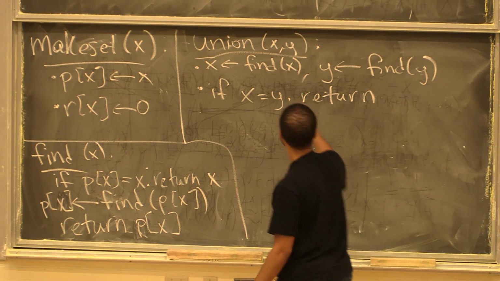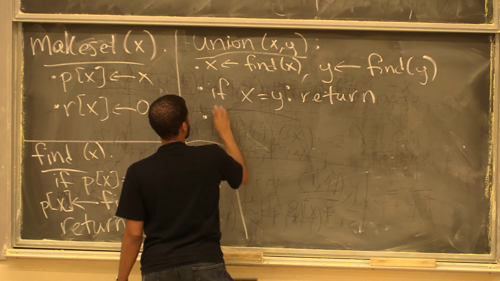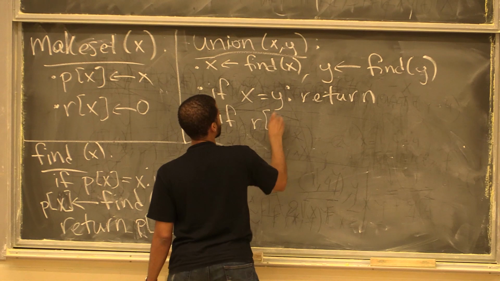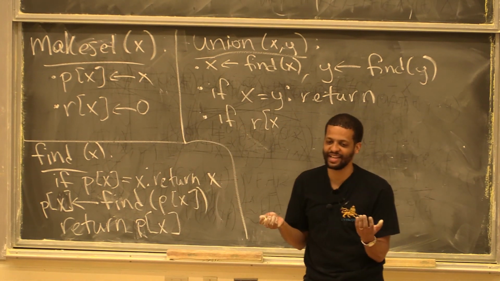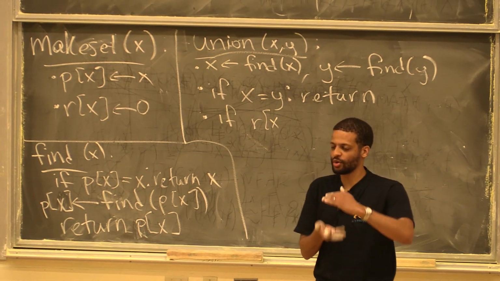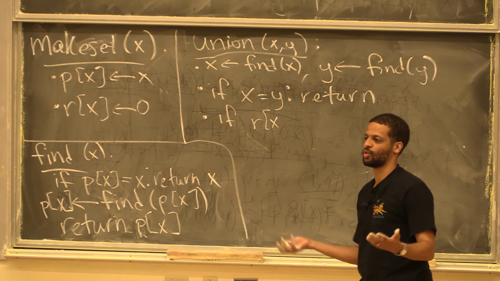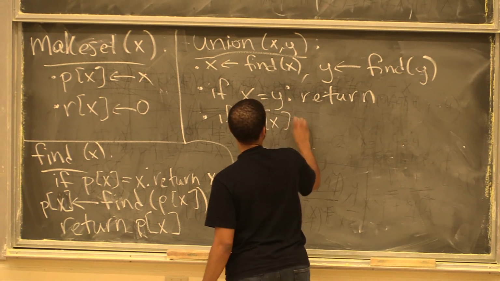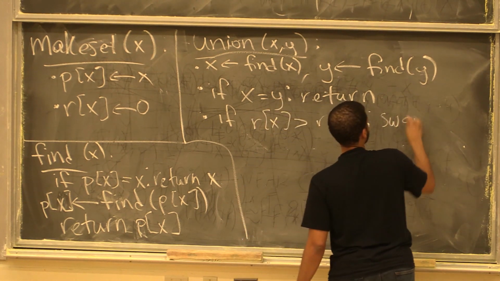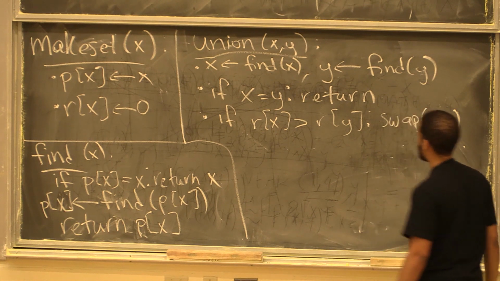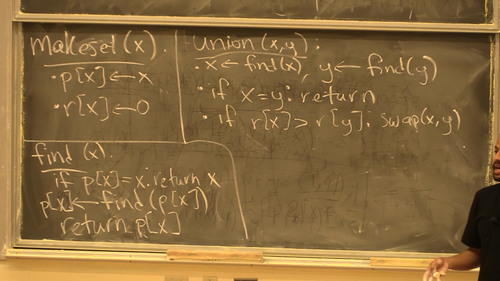Otherwise, if the rank of x, remember the shorter tree, remember our rank is not really the height, but I'm sort of pretending like it's the height, right? So I want the shorter tree to point to the bigger tree. So let's just pretend that x is the shorter tree. So if rank of x is bigger than rank of y, I'll swap x and y. So now, after I've done that swap, x is either the shorter tree or the trees have equal height.